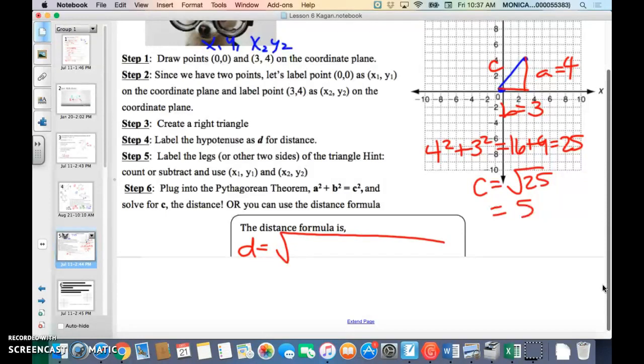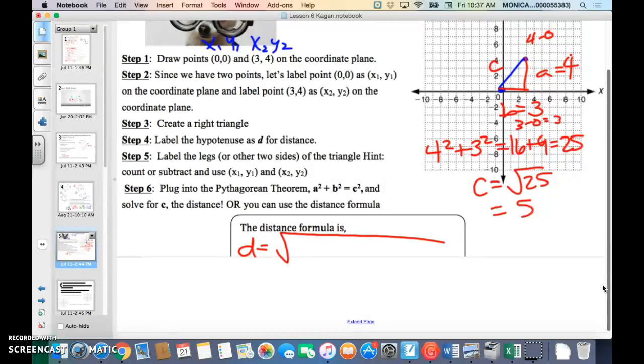Now to get A and B, what you essentially did for A is subtract the y values. So this y value was 4, and this y value was 0, so 4 minus 0 is 4. To get B, what you did was subtract your x values. This x value was 0, this x value was 3, 3 minus 0 equals 3.